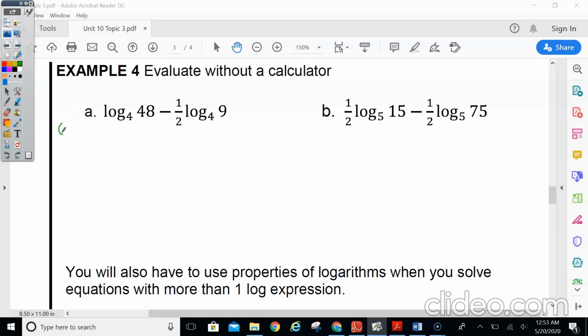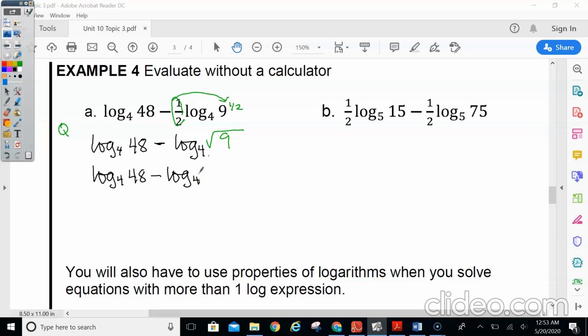So again, using the power rule, I'm going to take this coefficient and make it an exponent here. So 9 to the 1/2. So we get log base 4 of 48 minus log base 4 of 9 to the 1/2. 1/2 exponent means the square root of 9. So what is the square root of 9? So this stays 48. This is log base 4 of 3.